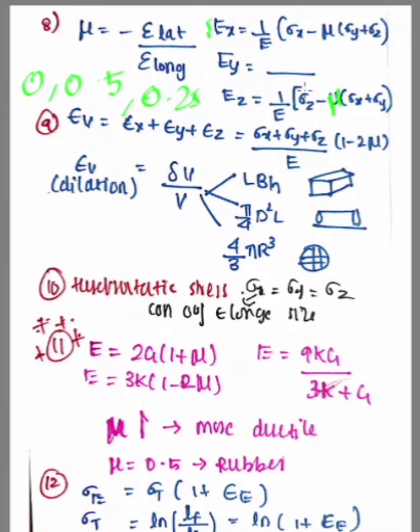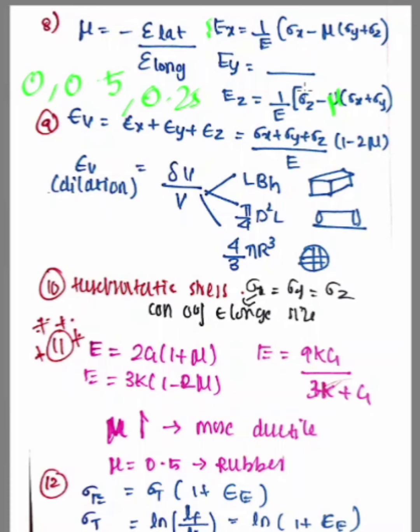Learn that also. Next, Ev equal to Ex plus Ey plus Ez, which equals sigma x plus sigma y plus sigma z divided by E into 1 minus 2 mu. Next is dilation, equal to change in volume divided by the original volume. The volume is LBH for a rectangle, pi by 4 d square L for a cylinder, and 4 by 3 pi r cube for a sphere.